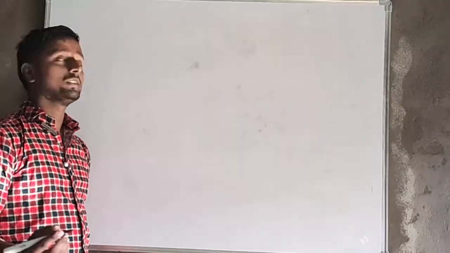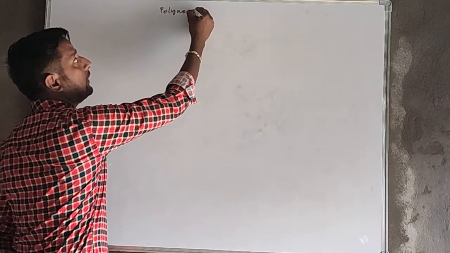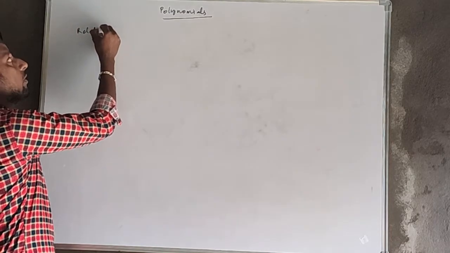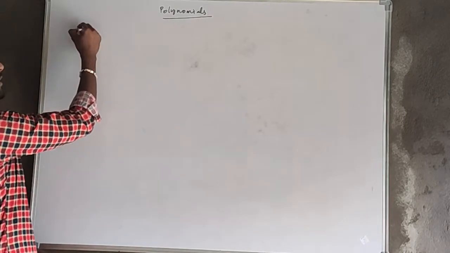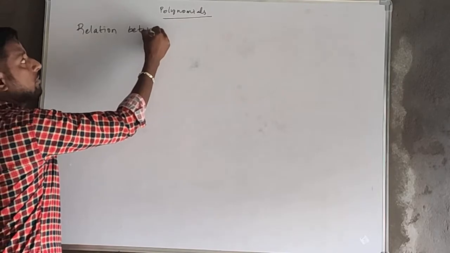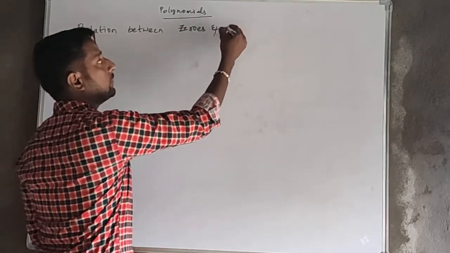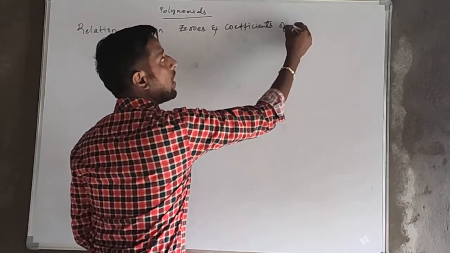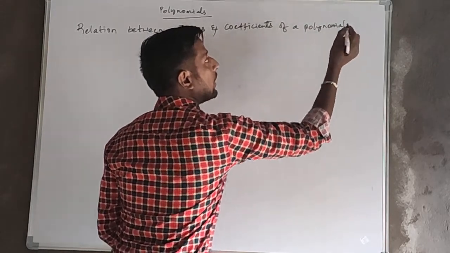Children, today's topic is from the polynomial chapter. Today we learn what is the relation between zeros and coefficients of a polynomial. So I'll increase my font size. Relation between zeros and coefficients of a polynomial. Okay.